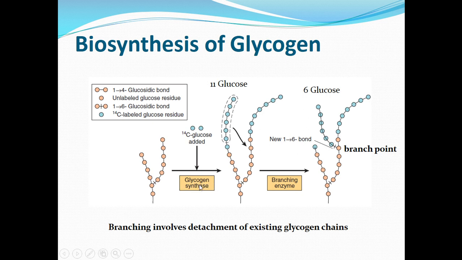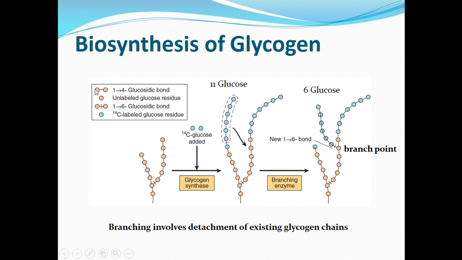the glycogen synthase acts on the glycogen primer or the glycogen molecule, and the growing of the chains takes place. When these chains have at least 11 glucose residues, we can count 1, 2, 3, 4, 5, 6, 7, 8, 9, 10, 11. Then a portion of it, at least 6 glucose residues, is detached from the existing glycogen chain.